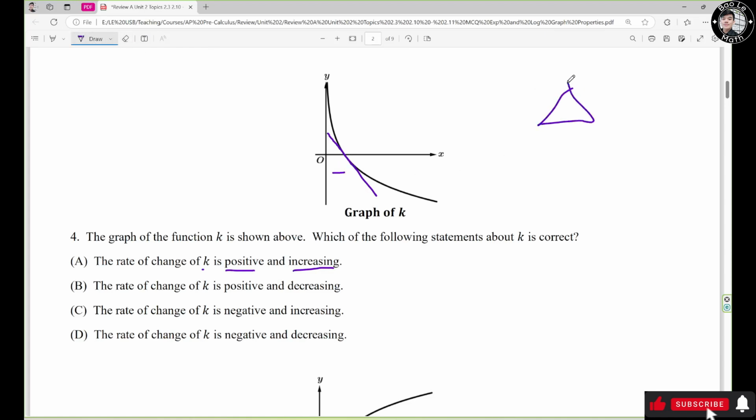You just use the Christmas tree trick. This is negative, this is positive slope, right? So you're gonna cross out A and B, right? Now the rate of change is increasing or decreasing. We look at this one, we see that the function is concave up, which means the rate of change is increasing, right? So the answer is C.